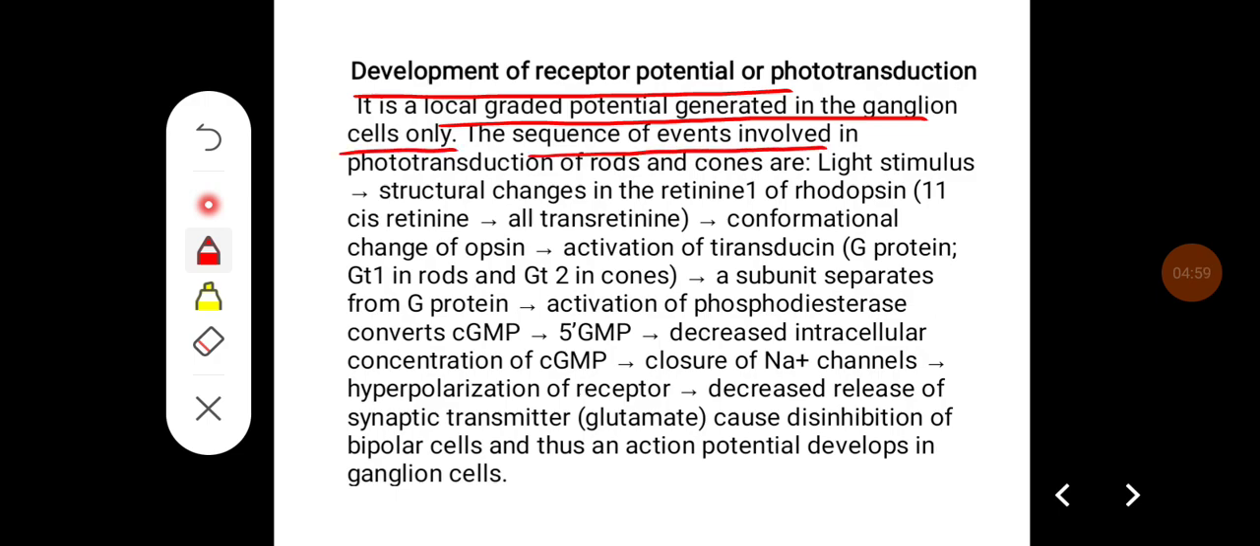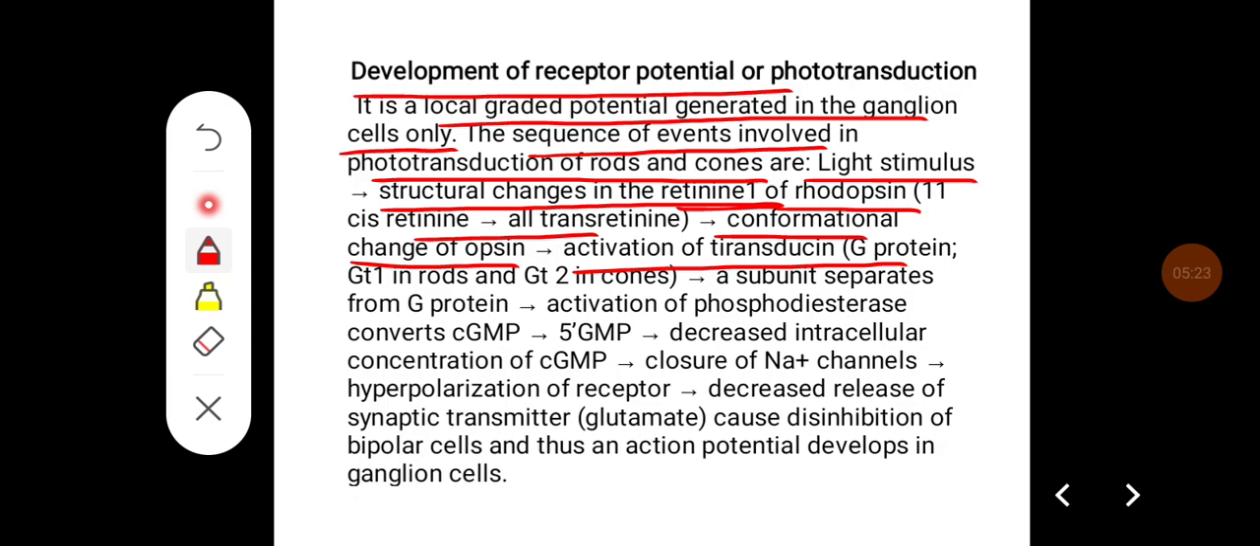The sequence of events involved in the phototransduction of rods and cones are: when a light stimulus occurs, there will be structural changes in the retinal one of rhodopsin. That is, 11-cis retinal gets converted into all-trans retinal, which leads to conformational change in the opsin, which causes activation of transducin, that is G protein, that is GT1 in rods and GT2 in case of cones. Because of which the alpha subunit separates from the G protein, and there will be activation of the phosphodiesterase, which converts cyclic GMP into 5'-GMP.